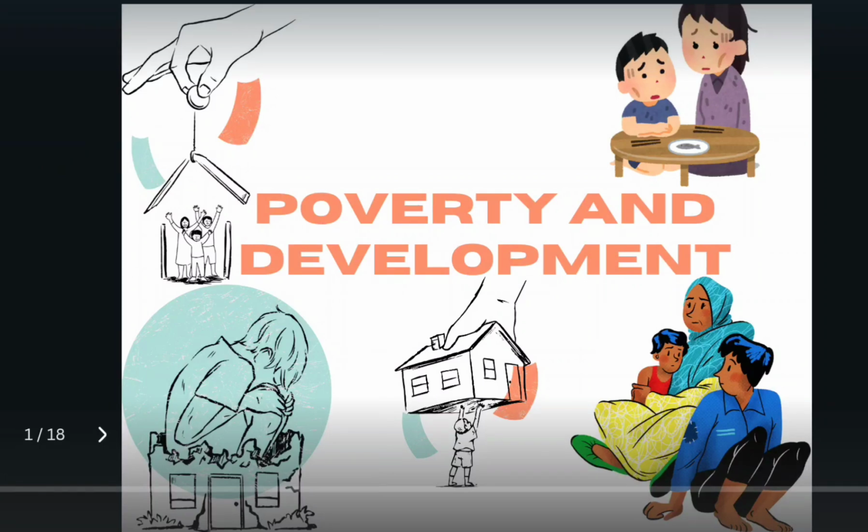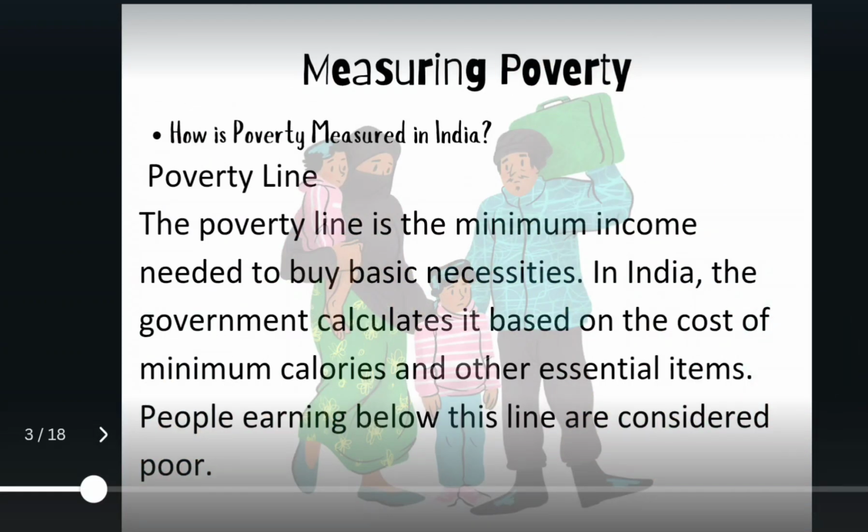Today we are going to learn about poverty and development. So let's begin. Measuring poverty. Now, firstly, we need to understand what is poverty and how do we exactly measure poverty.